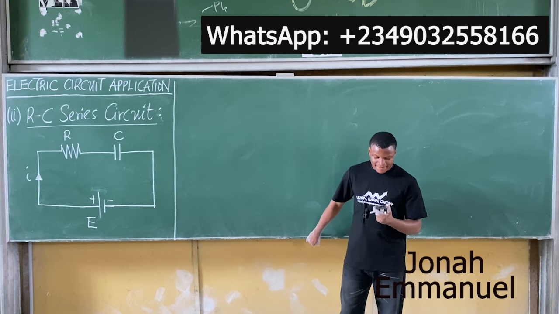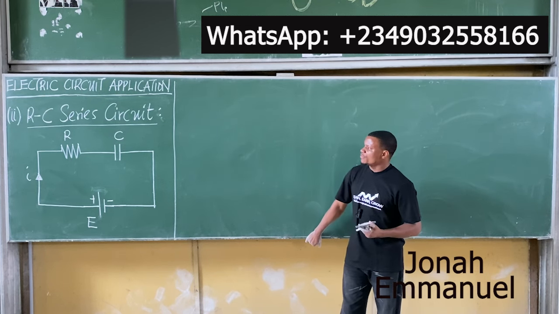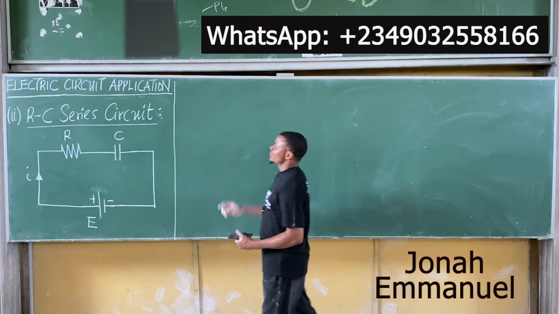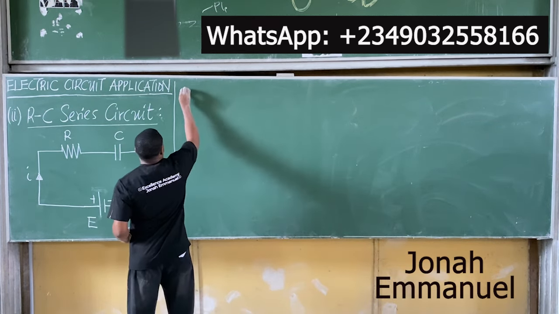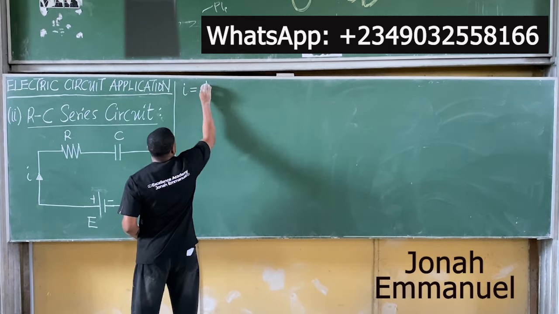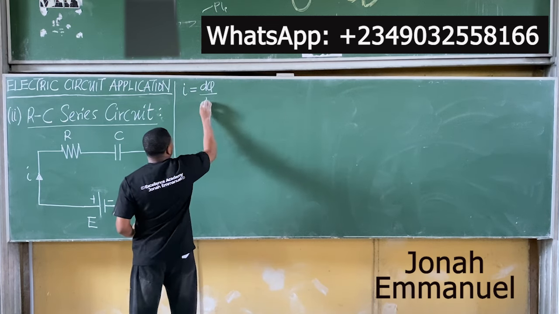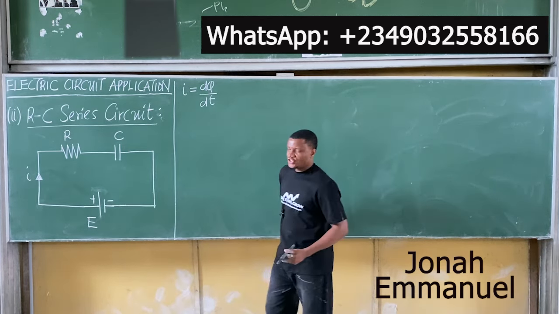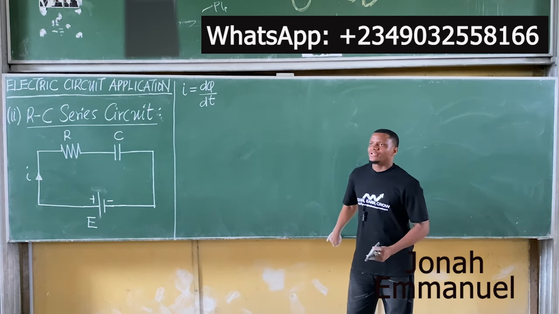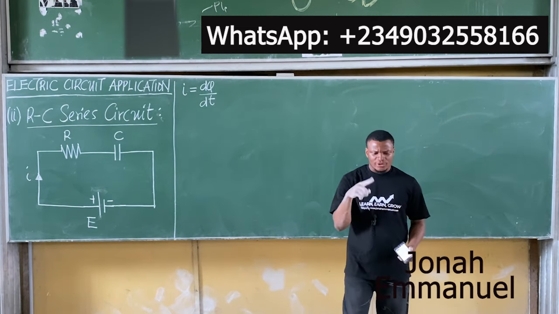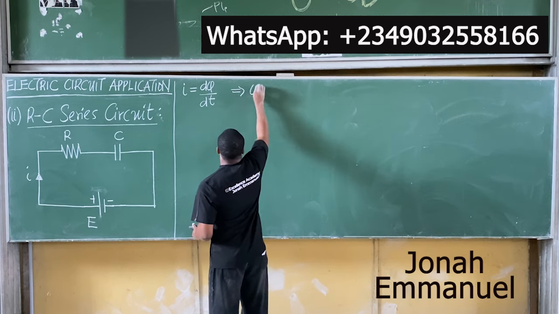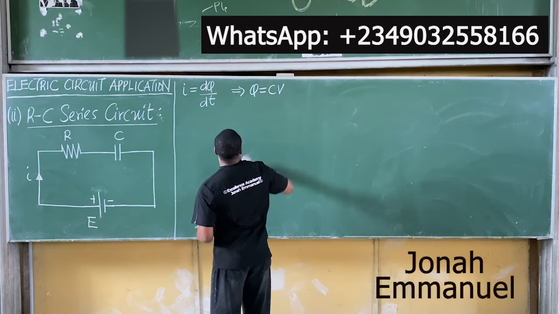We'll be combining voltages here, but in this case, we'll be using a different approach. Recall that in part one, we said that I is equal to dq over dt, right? That's the rate of flow of charges. That's number one. Also recall from physics the formula that Q is equal to CV. Do you remember this?